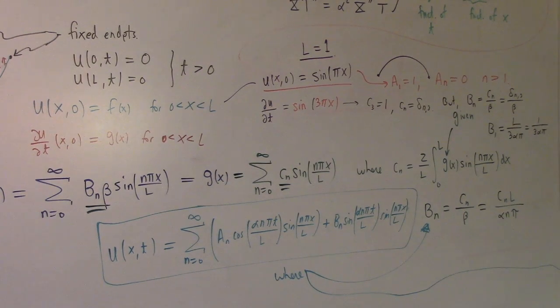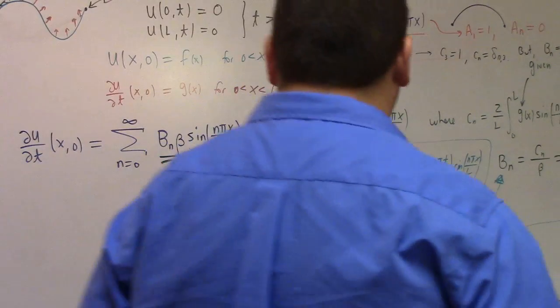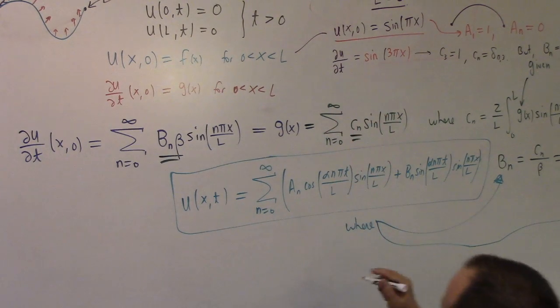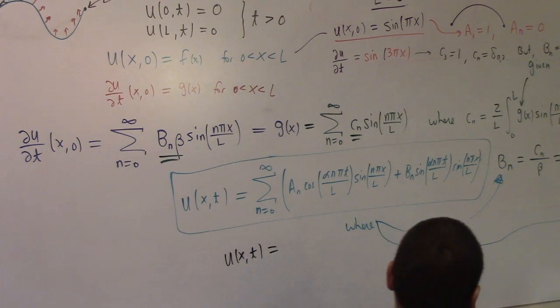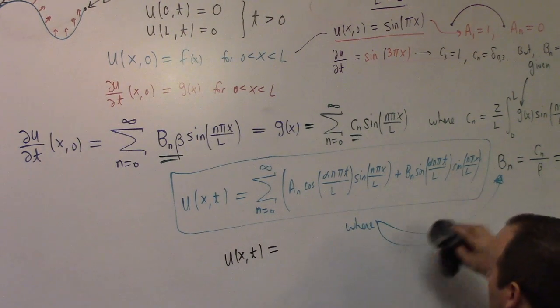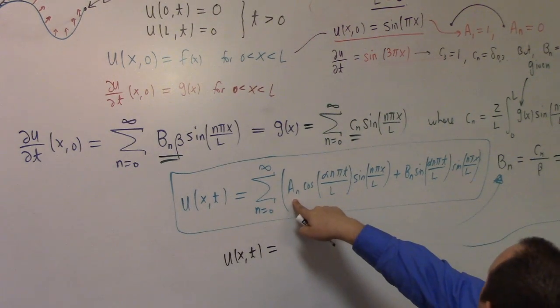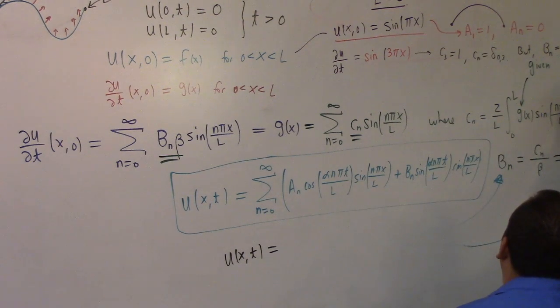Okay, so long story short, what do we got? What's our actual solution then for this rather contrived set of initial conditions? We have u of x,t equal to, this infinite series isn't so infinite, right? We only have what? Did I say b sub 1? I should really say b sub 3, right? Yeah, thank you.